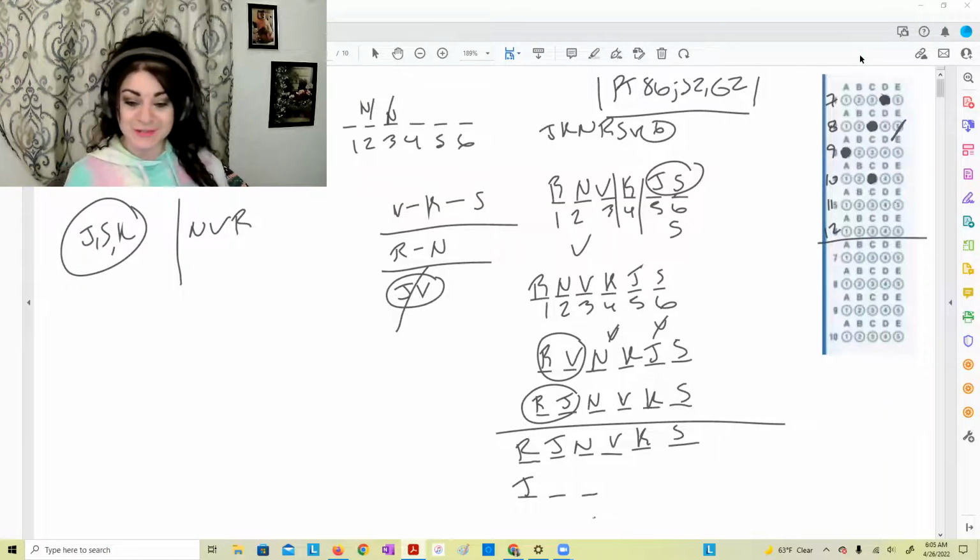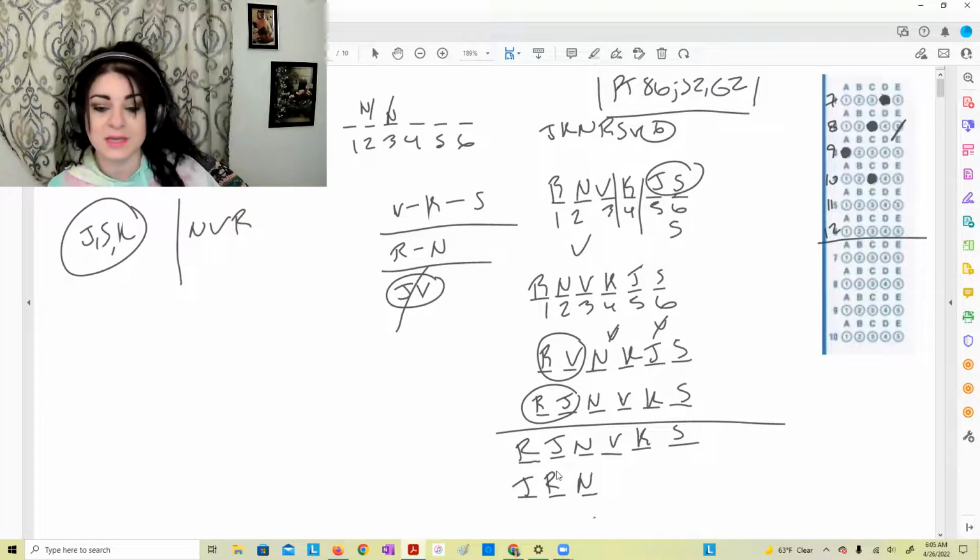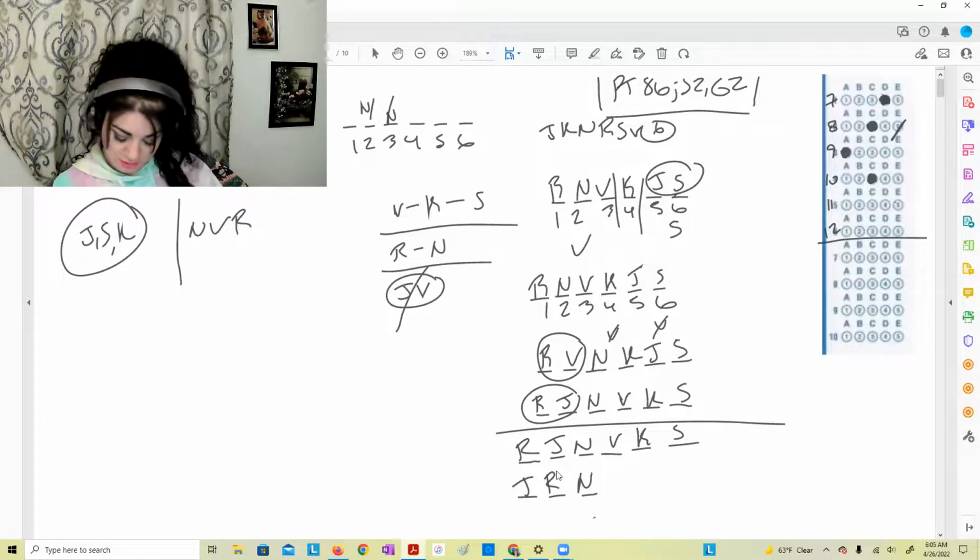J could also be in the 1st spot, in which case R and N would be right here. So what was the question again? If V is 4, which it is, from what I can see, when we put V in 4, the only things that could be in 2 are J and R. That's it. So that is the correct answer. The correct answer is D.